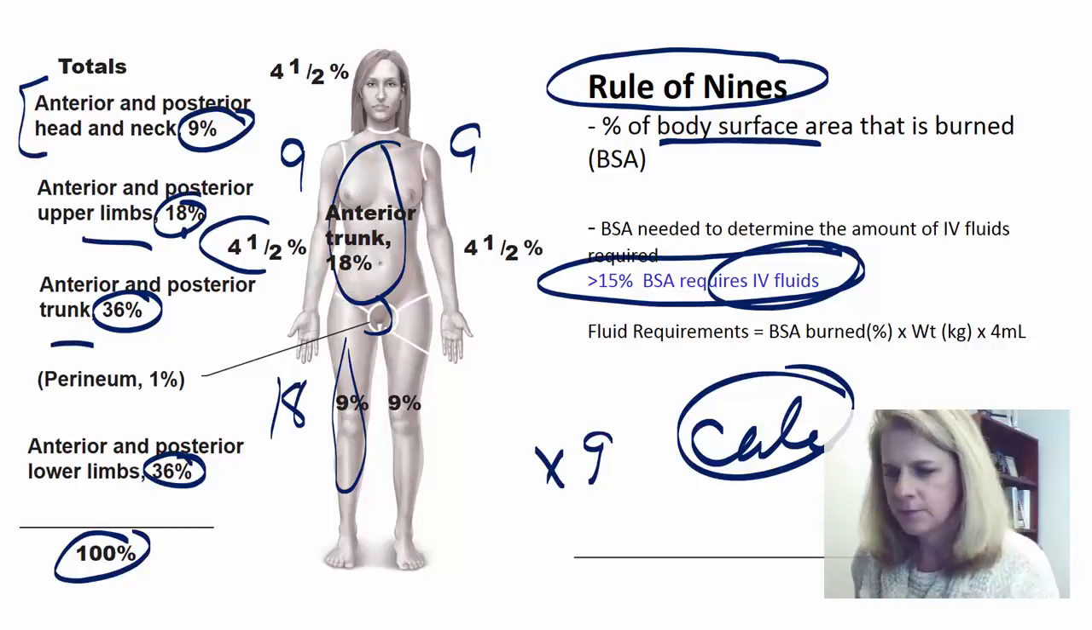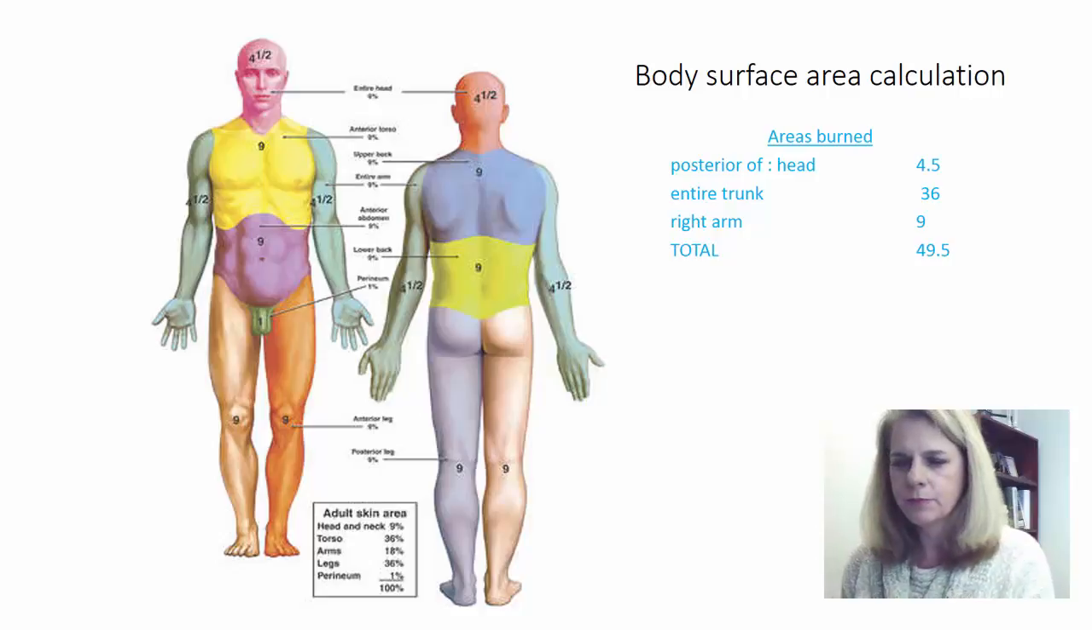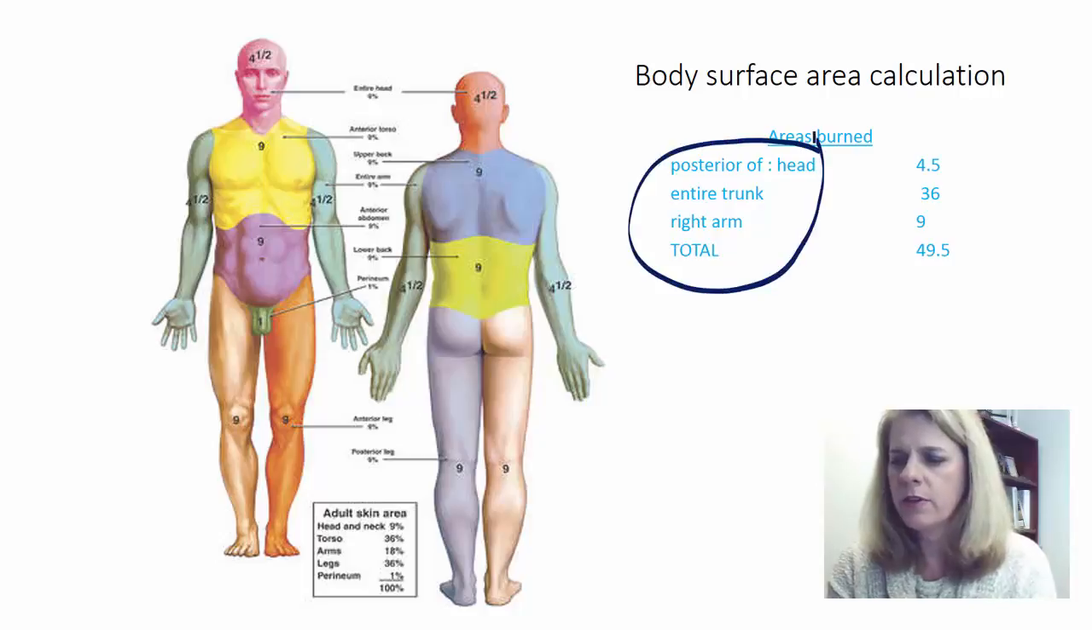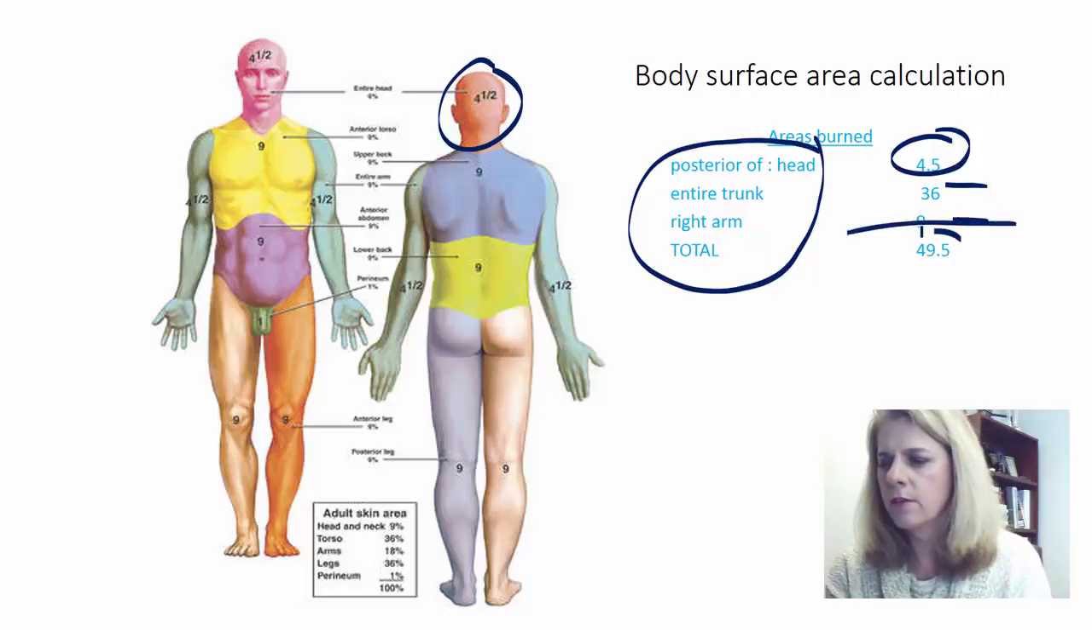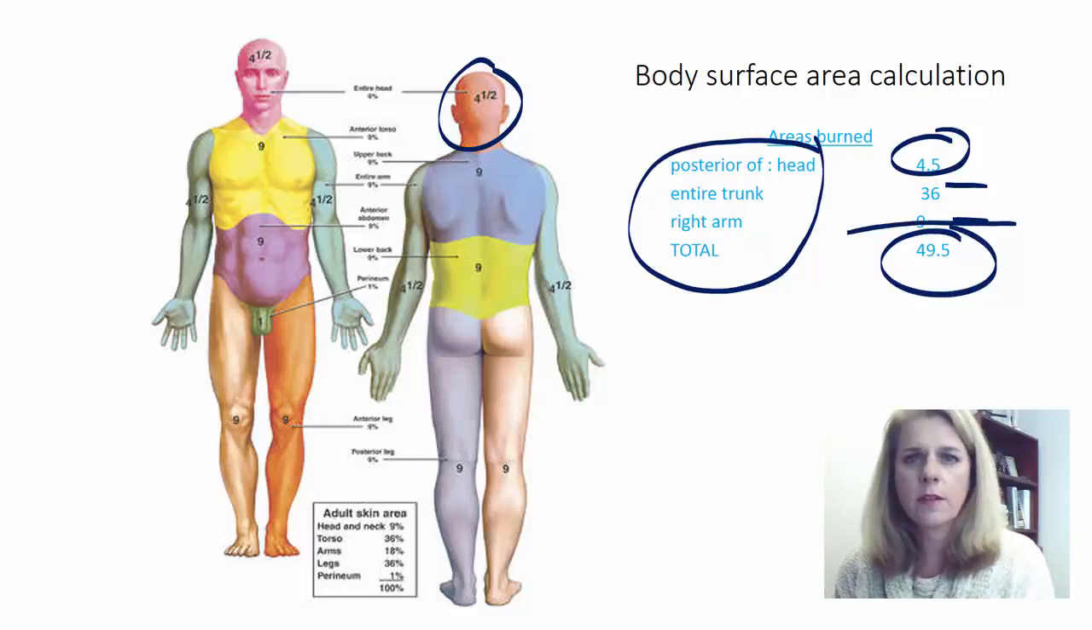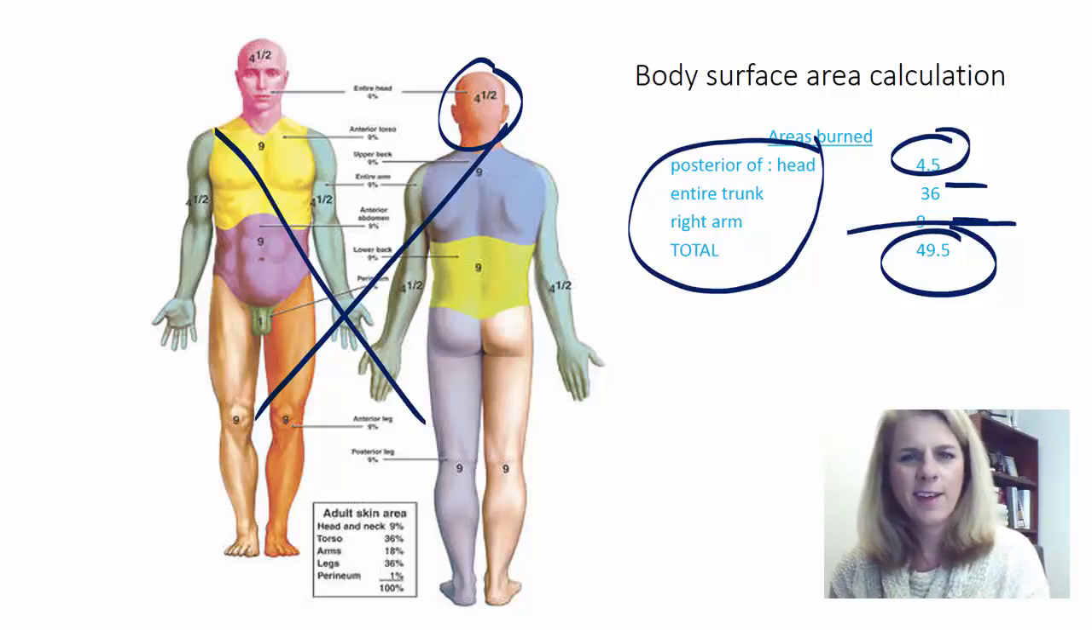Okay, so let's do a little test. If on the test I said, okay, the area burned is going to be the posterior of the head, the entire trunk, and the right arm. So you go posterior of the head. That's 4.5%. The entire trunk, remember, you have 18 on the front, 18 on the back. 36. The right arm, 4.5 on the front, 4.5 on the back. 9. Add those together, and it's 49.5. So you'll have to do something like that on your exam. You won't have a picture, so you just have to memorize the different areas and what their value is.